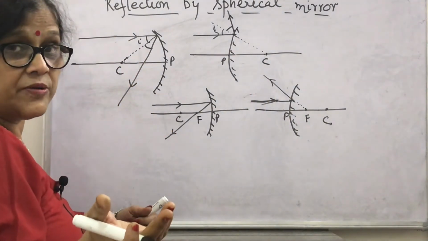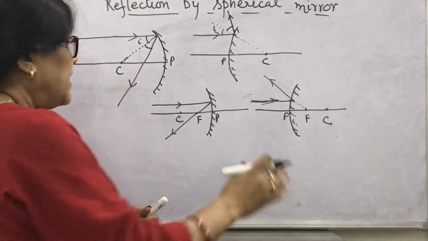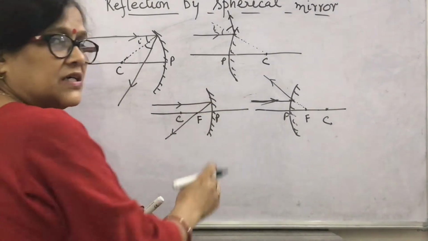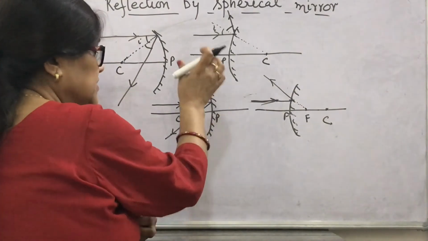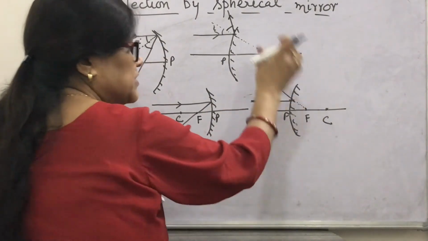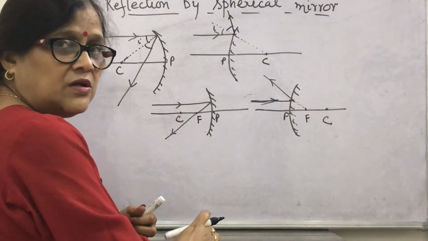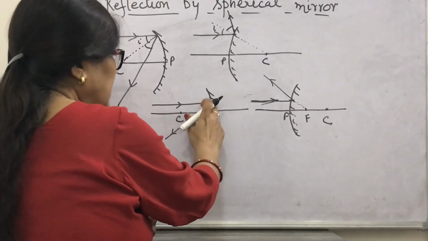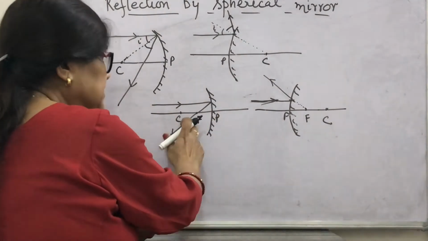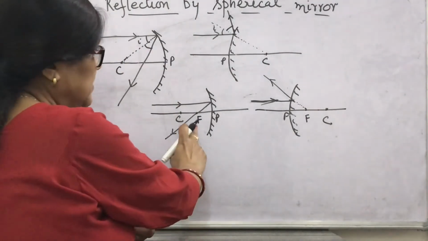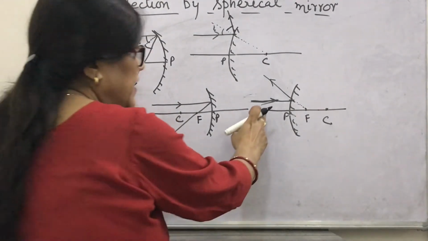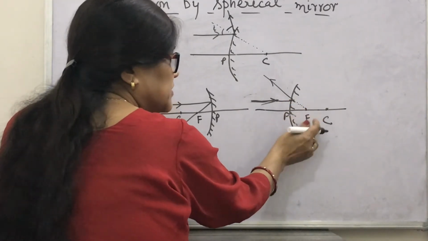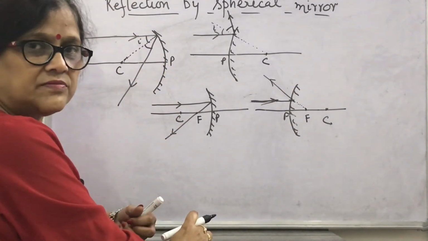It is said that concave mirror has real focus. Focus of concave mirror is real and focus of convex mirror is virtual. So it is. Look, the reflected ray really passes through the focus, so its focus is real. Here the reflected ray appears to pass through the focus, so this focus is virtual.